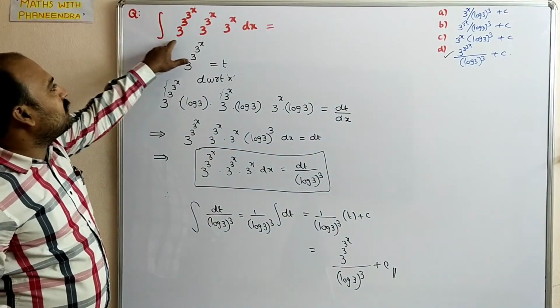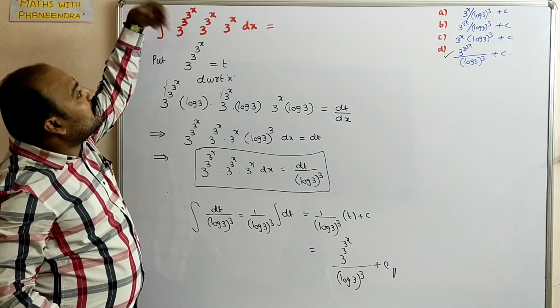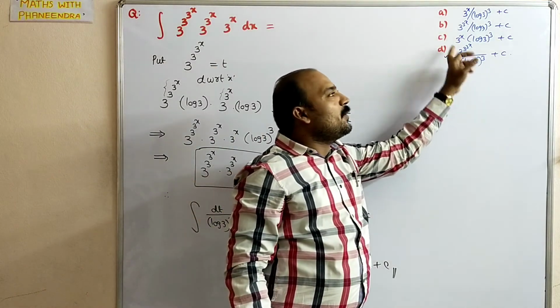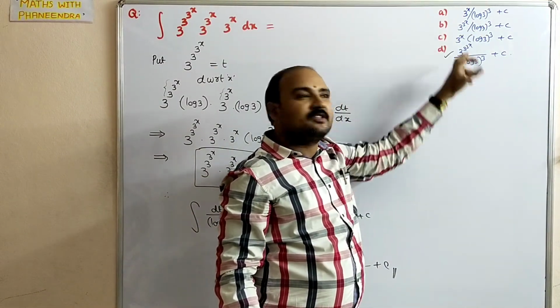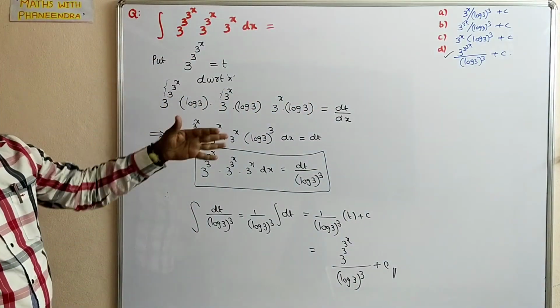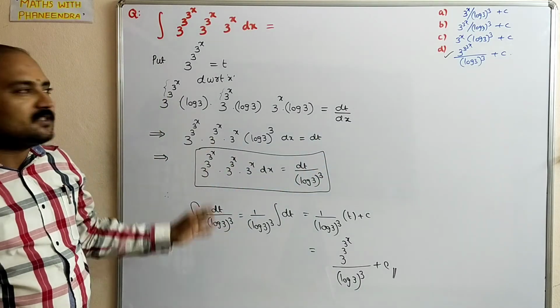Suppose 4 times is there repeating like this, 3 power x into like this, it will be there 4 times. So the answer will be 3 power x by log 3 whole power 4. Like this it will be. Suppose n times is there, n times you have to write it. That is the logic behind that. This is the general procedure.